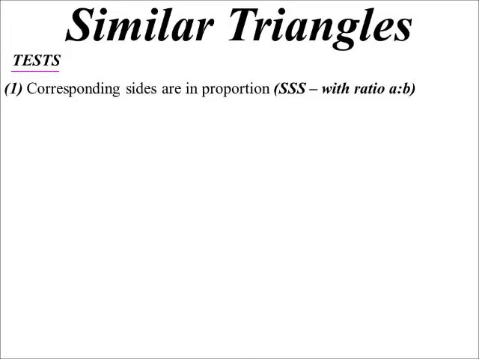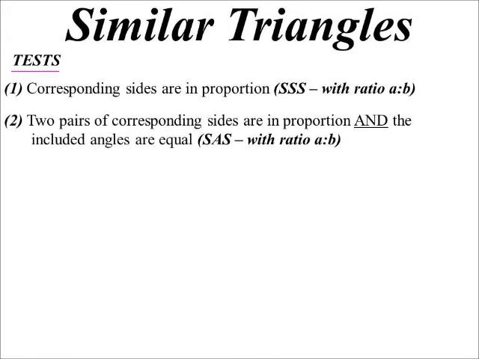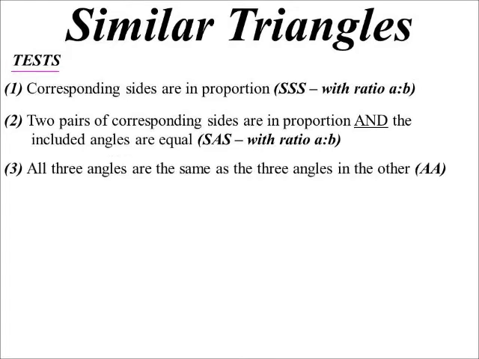Two pairs of corresponding sides are in proportion and the included angles are equal. That would be side angle side, but the sides are in proportion. Now, this is the one that's a bit different. All three angles are the same as the three angles in the other. Angle, angle. Well, that's angle, angle, side in congruent triangles.